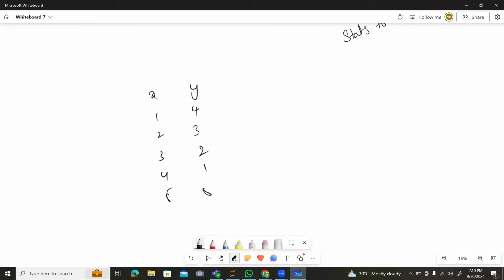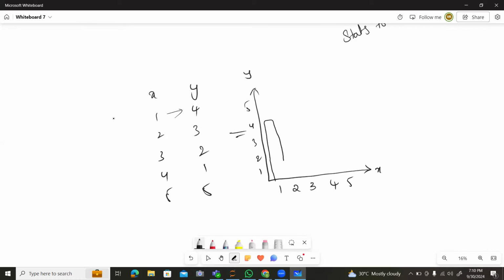If I want to represent it graphically, let me draw axes like this. This is the x-axis with 1, 2, 3, 4, 5, and this is the y-axis with 1, 2, 3, 4, 5. We need to find the relation, like in a bar chart. Guys, can you please mute? This is a bar chart. One is represented 4 times, two is represented 3 times, three is represented 2 times, four is represented 1 time, and five is represented 5 times. Like this, we need to draw some graphical representation.